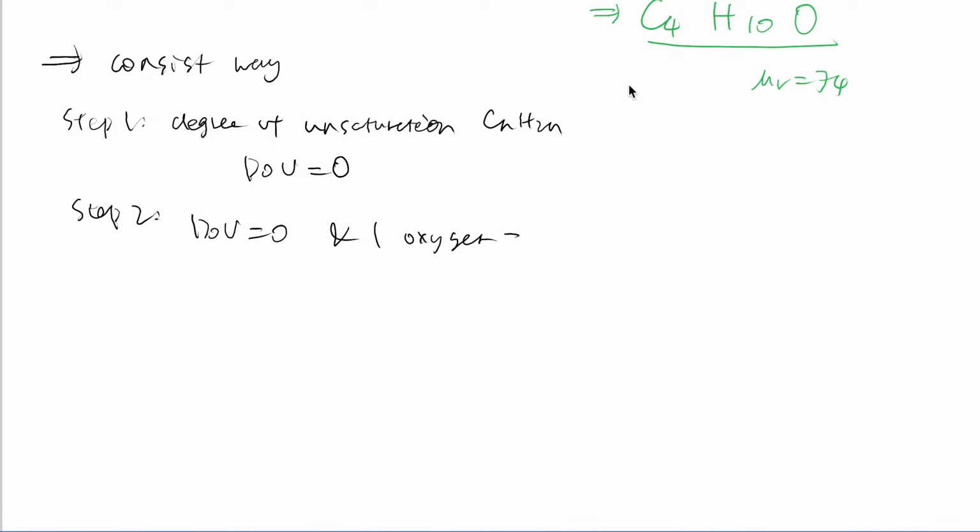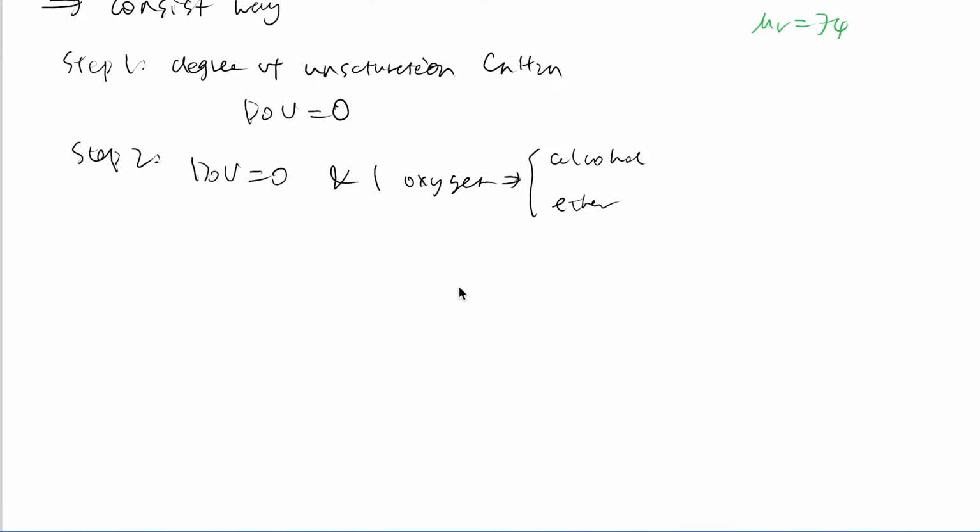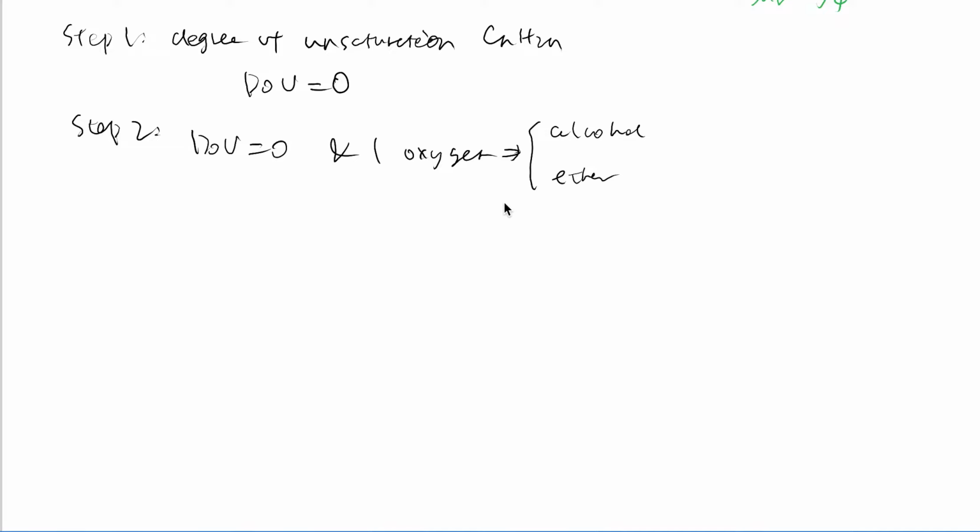Okay. Dia, could you please tell me what are the possible functional groups? Yep, alcohol and ether. Okay. They are the only two possible functional groups. Remember, we only have 3 different types. Degree of unsaturation equals 0, 1 oxygen is alcohol and ether. Degree of unsaturation equals 1 with 1 oxygen is aldehyde or ketone. Degree of unsaturation equals 1 with 2 oxygen is acid and ester. Make sure you remember that.